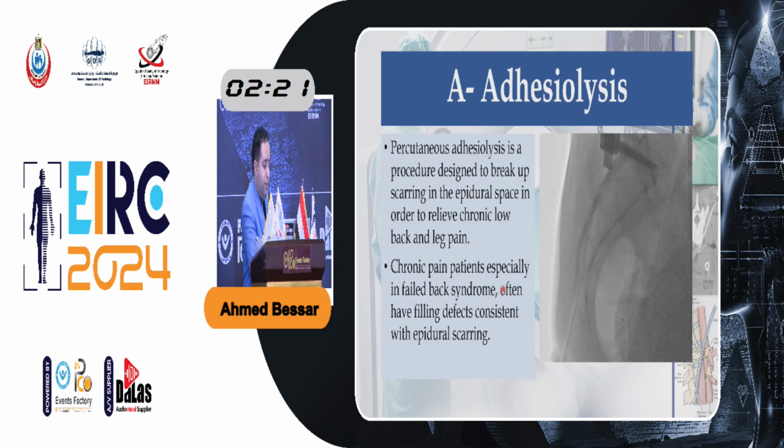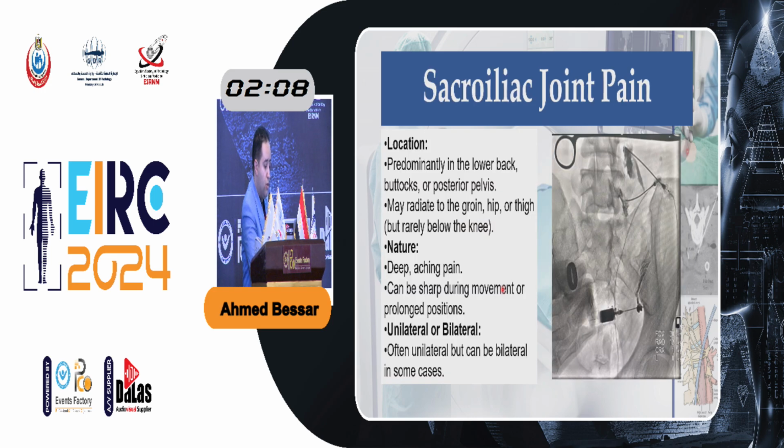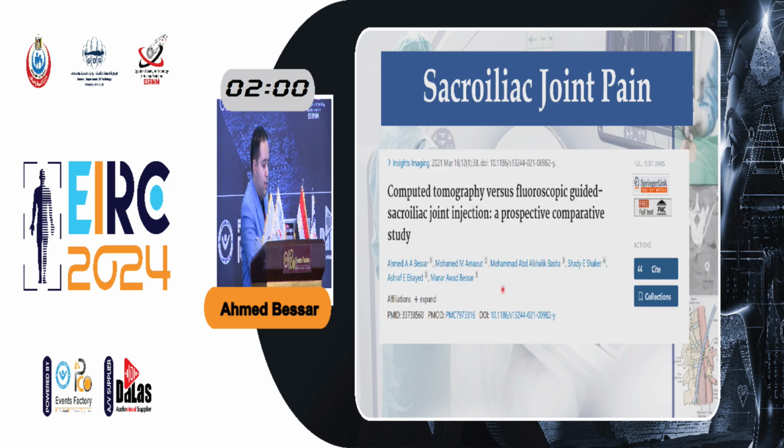For post-operative pain, you usually do adhesiolysis by Racz catheter, injecting hyaluronidase by sacral hiatus, and the response was great in many patients, and making also more advancement of the Racz catheter inside this. And this is also another case of sacroiliac joint injection for sacroiliac joint pain. We do it by fluoroscopic and CT guided also, and this is our publication in a Q1 journal about a comparative study between fluoroscopic sacroiliac injection and the CT guided.